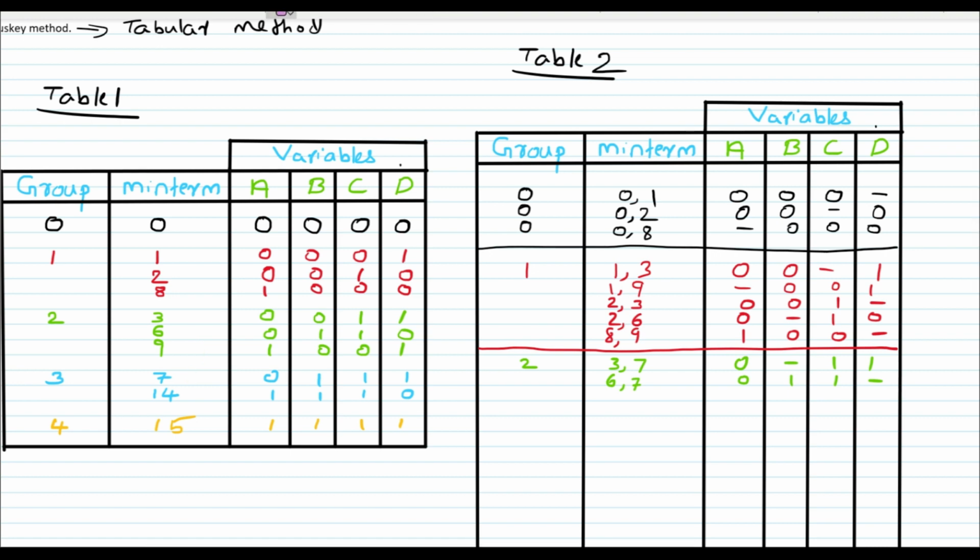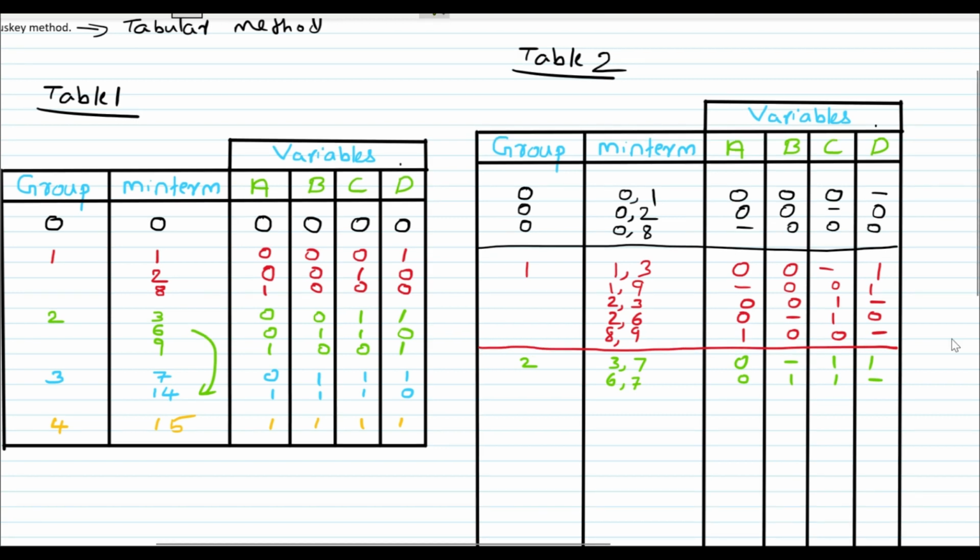Next, 6 with 14. When we compare 6 with 14, B is okay, C is okay, and D is okay. If we consider 6 and 14, the first bit is different. Here A is 0, and here it is 1. All the remaining are same. So we can write the pair 6, 14, that is dash, 1, 1, 0.